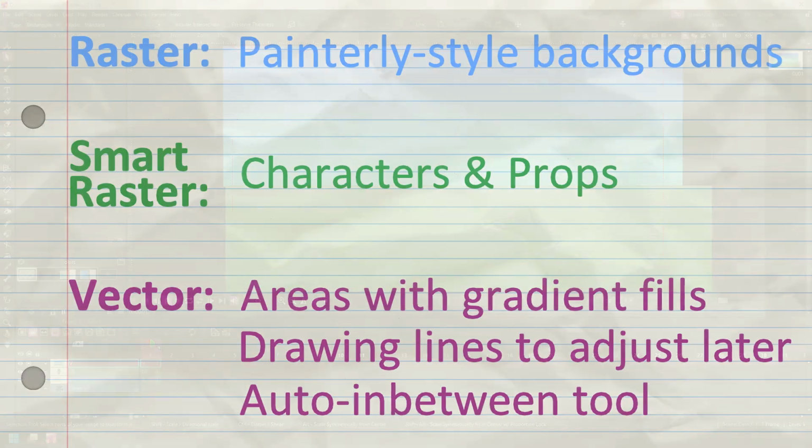So to summarise, I use the standard raster levels for backgrounds where I want many different colours and don't want to create a palette entry for each of them, especially if I'm blending colours. I use smart raster levels for drawing and animating my characters, and I use vector levels for their special fills like the gradient fill, and for drawing lines that I want to manipulate later, or for using the automatic in-between tool that I'll show you another time.